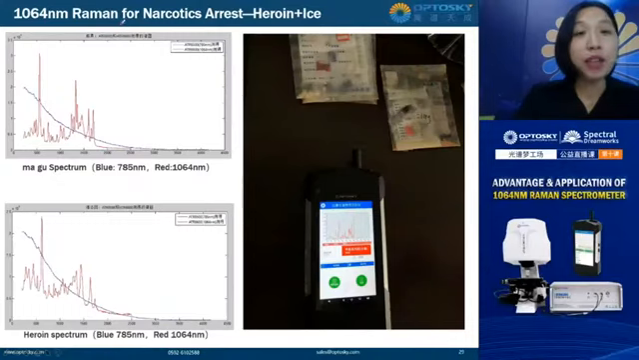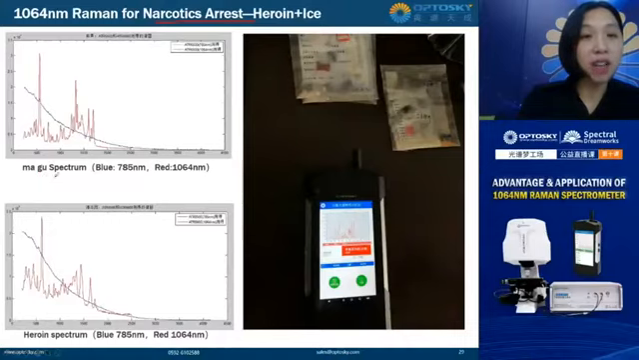Now 1064 nanometer for narcotics arrest. This is MAPU, which also has 5 to 7% of ice inside. If we use 785, there is no signal at all. However, if you use 1064, you can see the Raman signal has distinct shapes. You can know this is MAPU. And also, with 785, heroin cannot be well identified. It has no peak at all. However, if you use 1064, its peaks are obvious.